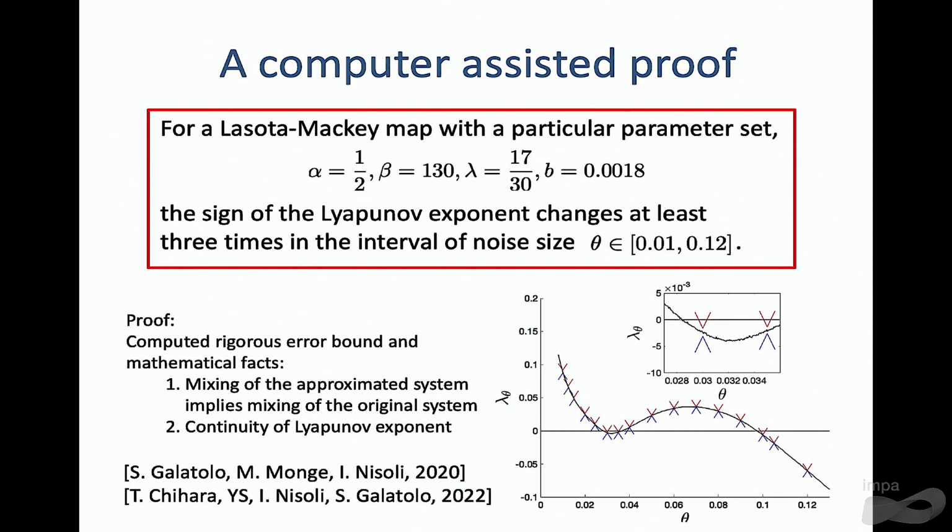And this statement is a theorem, at least a mathematical fact. So we have this multiple transition, at least mathematically. There's no experiment, but this multiple transition, which is very counterintuitive to me, really exists.